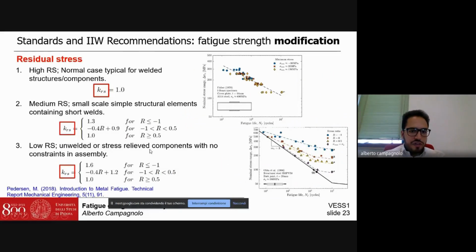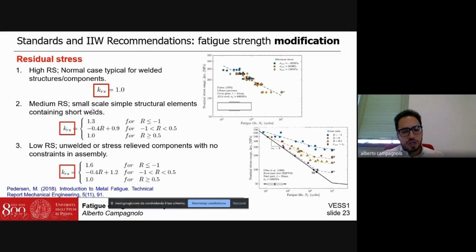Another modification of the fatigue strength is due to residual stress. In a very large scale structure, we can see that high tensile residual stresses are present, and so even by changing the load ratio, we cannot observe any modification of the fatigue curve, so there is no correction due to residual stresses.